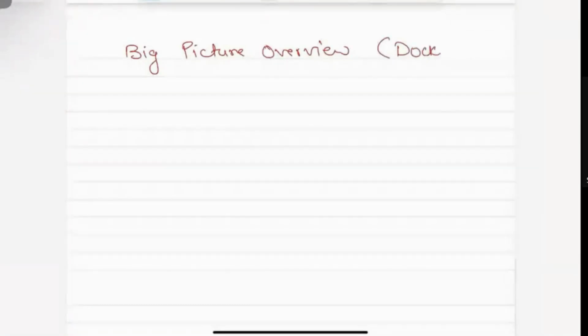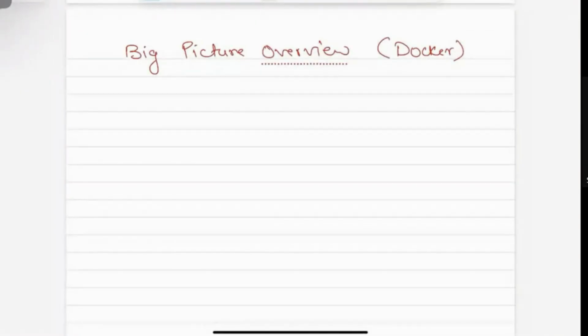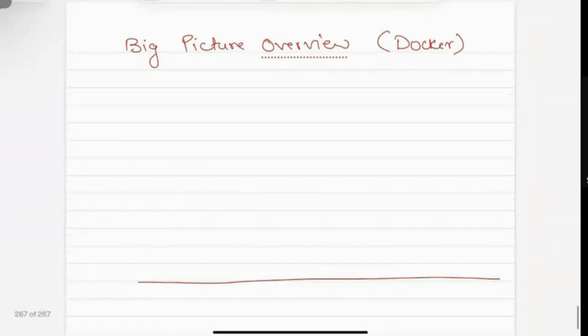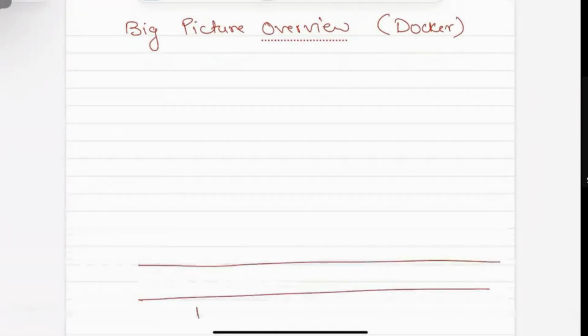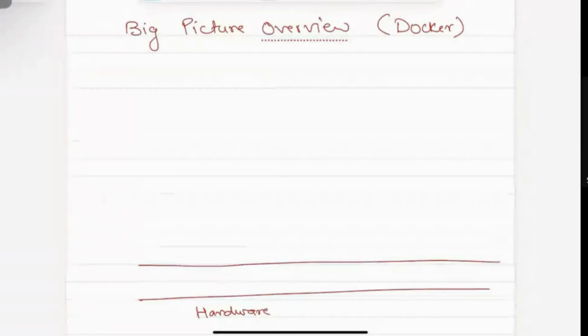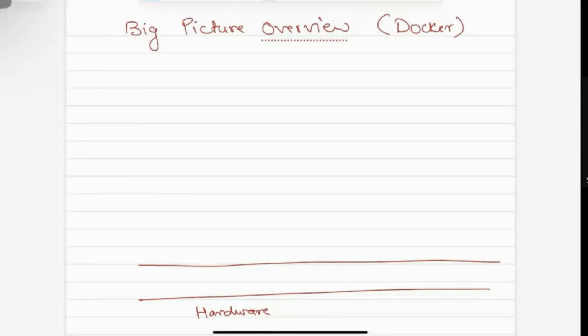This is about Docker. Somebody thought, on your laptops, you have hardware. This is what we have in our laptops. On top of hardware, what do we have? Who manages hardware? Yes, on our laptop, the operating system manages our hardware.